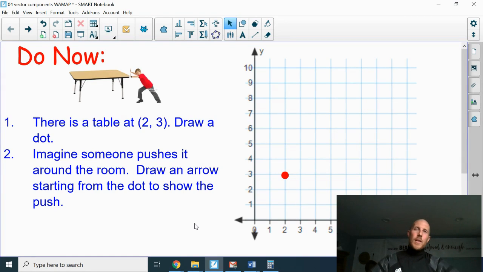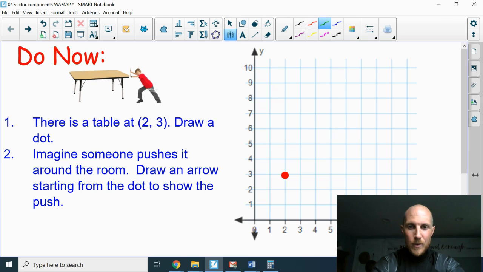So hopefully you had a chance already to do something similar to this at the beginning of class. We've got a table on this graph at (2, 3), so there's already a dot there. And imagine somebody pushes it around the room. Just draw an arrow, start from the dot, draw an arrow, and show the push, right? So I'm going to push in green. Blam. All right, we probably did something different than me.